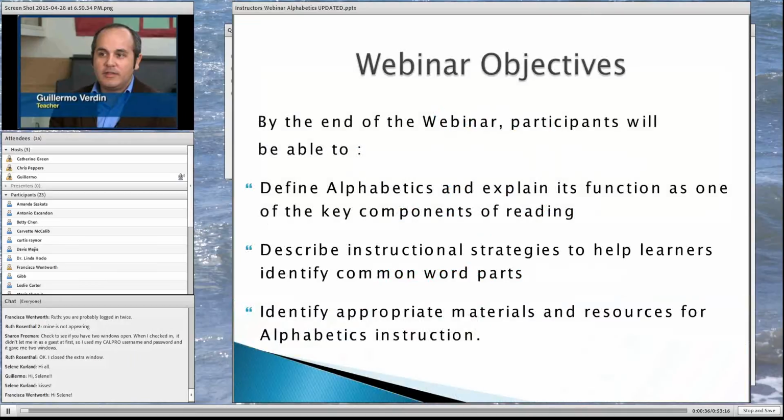The objectives for today's webinar are as follows. By the end of the webinar, participants will be able to define alphabetics and explain its function as one of the key components of reading, and describe instructional strategies to help learners identify common word parts. And you're going to hear me say word parts a lot throughout the webinar. So if you happen to forget everything about the webinar, don't forget word parts, word parts, word parts. Participants will also be able to identify appropriate materials and resources for alphabetics instruction.